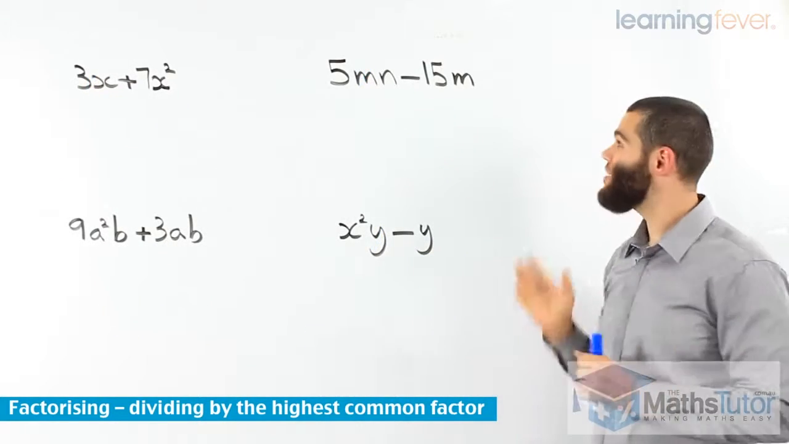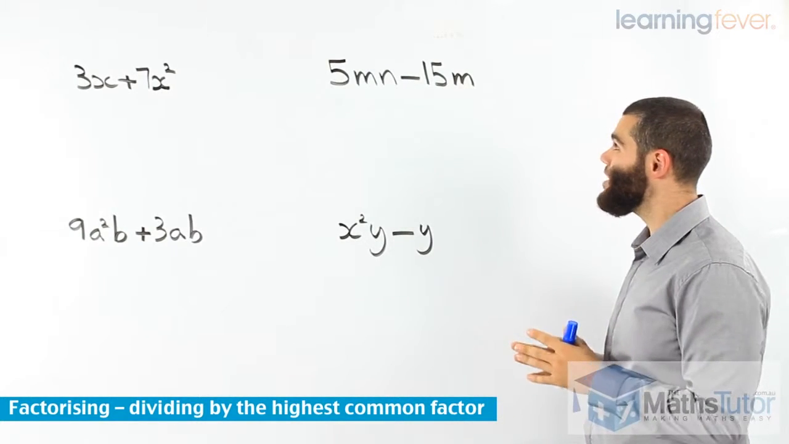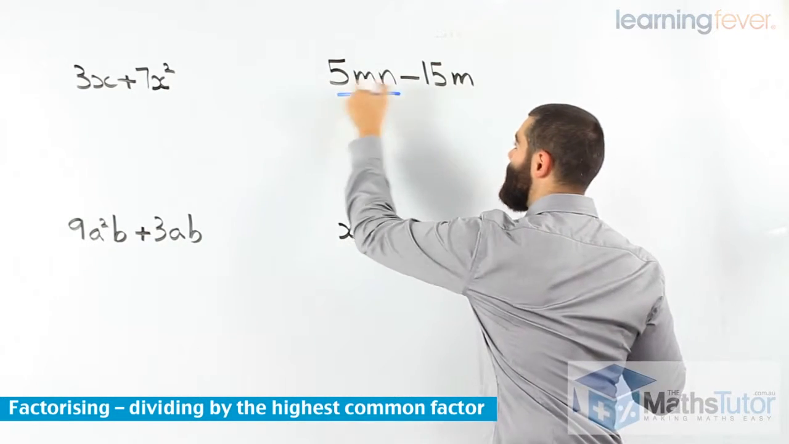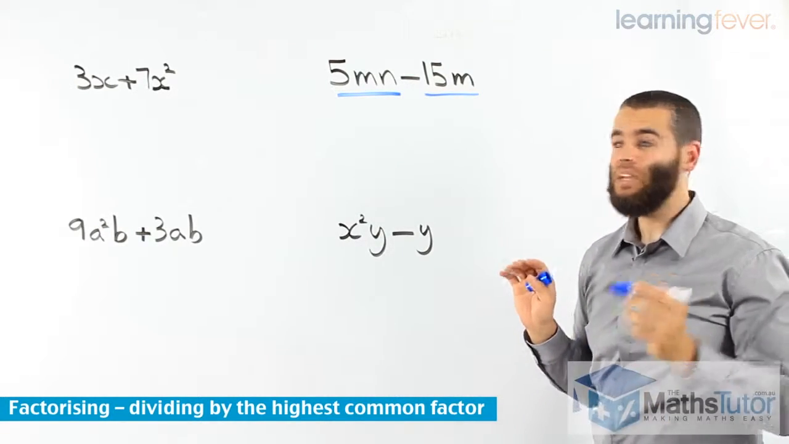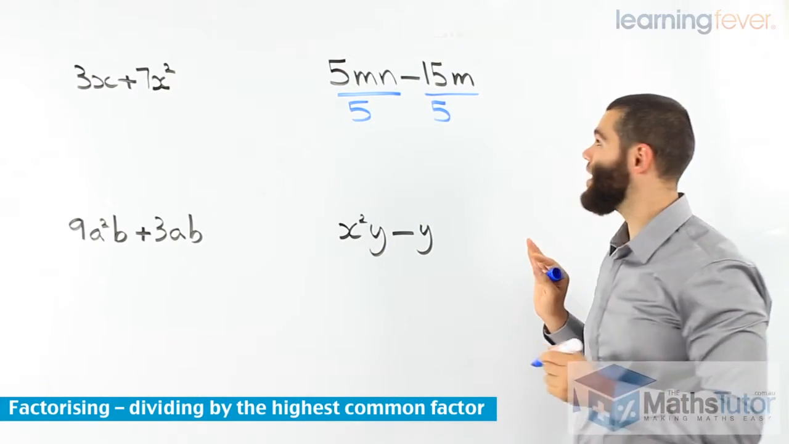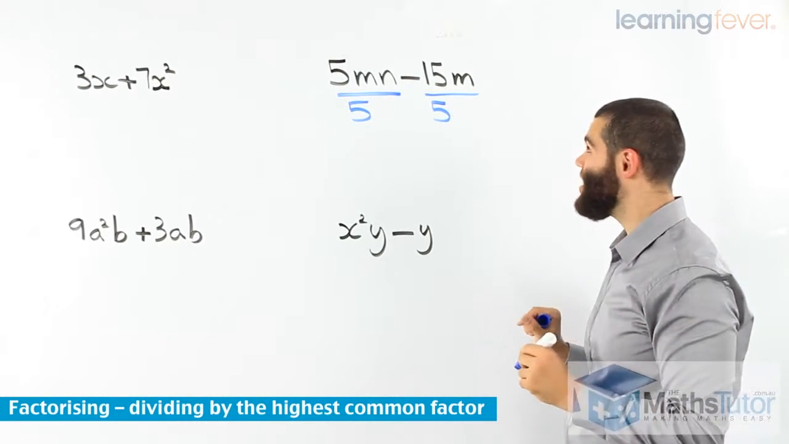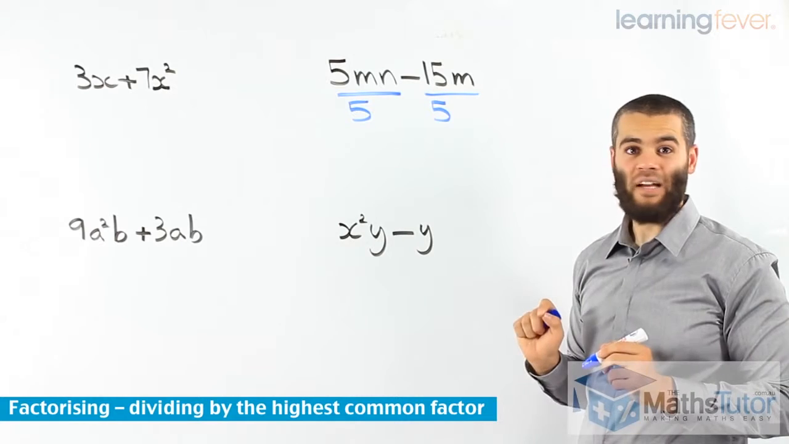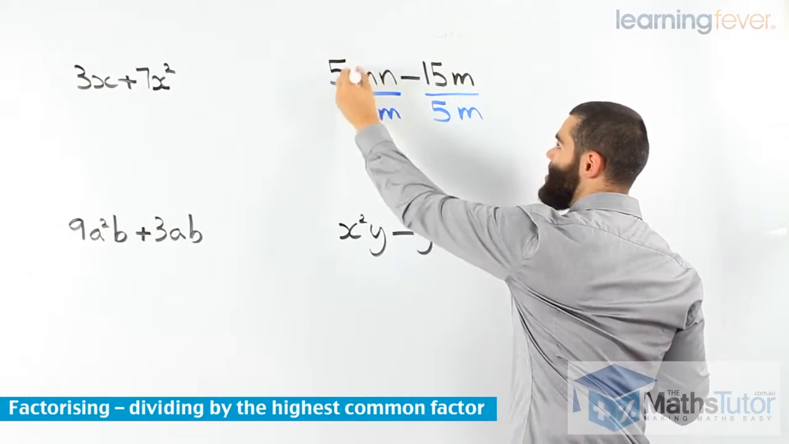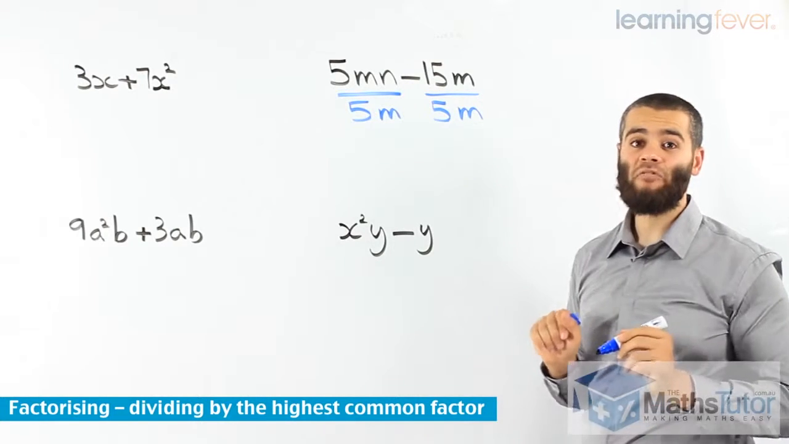Okay guys, some more factorizing questions. 5mn minus 15m. Here we need to look for the highest common factor once again. We are going to divide by the highest common factor. We can tell that 5 is a highest common factor of 5 and 15. We also have to watch out and identify that pronumerals can be highest common factors as well. In this case, m. We have an m here and an m there, so that also is a highest common factor. So now we are dividing by 5m.